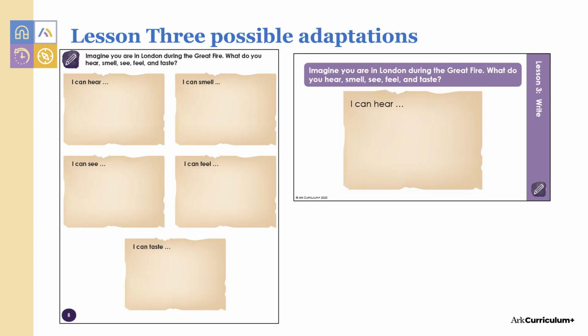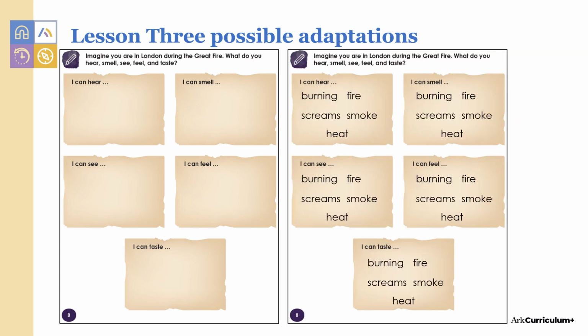For lesson 3, pupils are asked to imagine what their five senses will be feeling during the fire. To support pupils, you could add images to the corresponding slides to give them inspiration, like so. For further support, you could offer pupils keywords in each box for them to circle, like so. Or you could even support them further by adding symbols next to each box for each of the five senses. You can see I've done this here for the I can hear box.